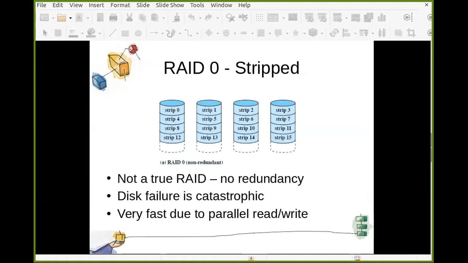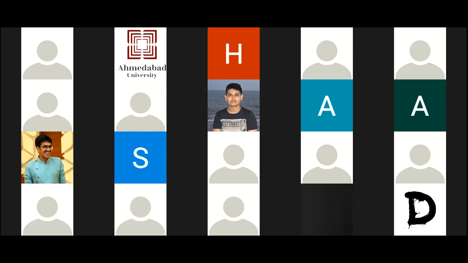RAID 0, okay. What happens in RAID 0? Let me show it through one example that I have found on the internet. For that, I need to stop this sharing and share my browser. Why am I not seeing that here?